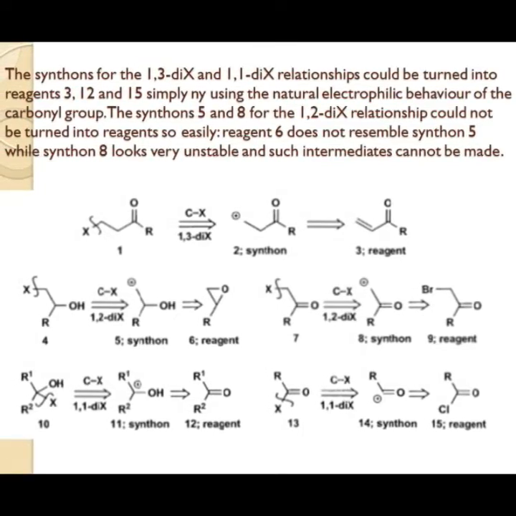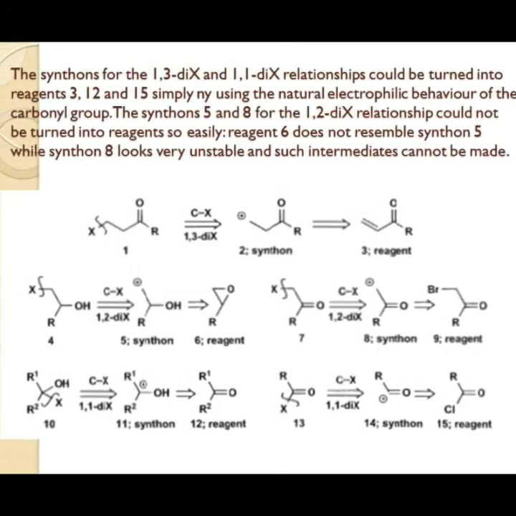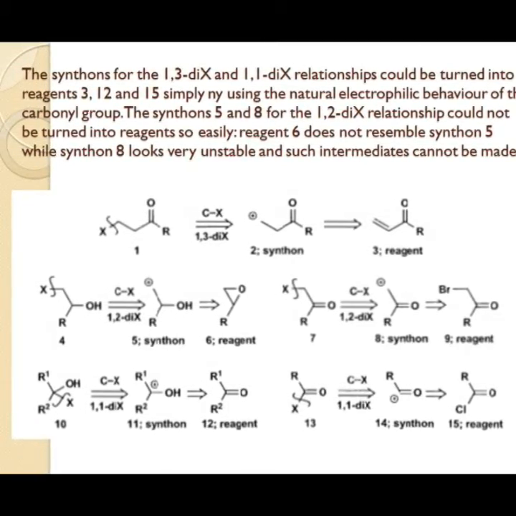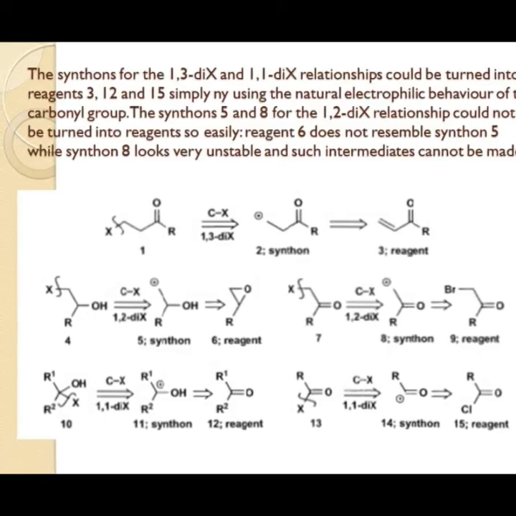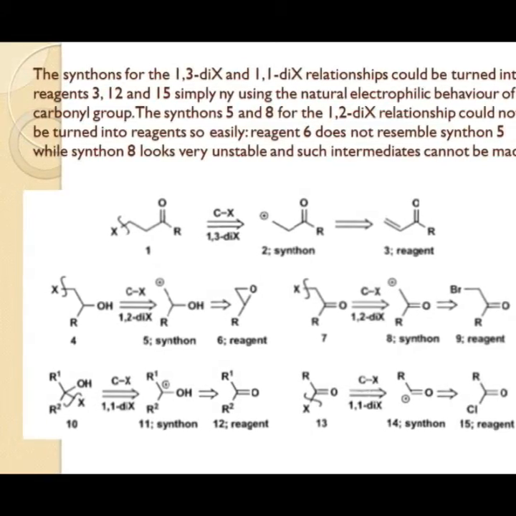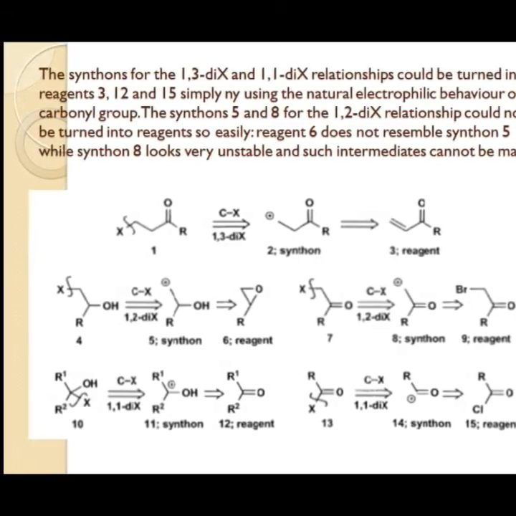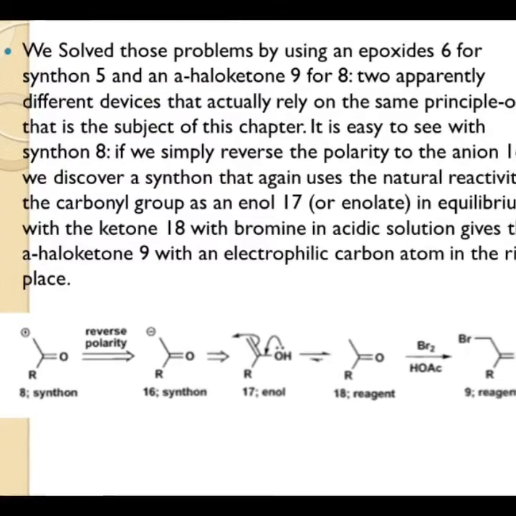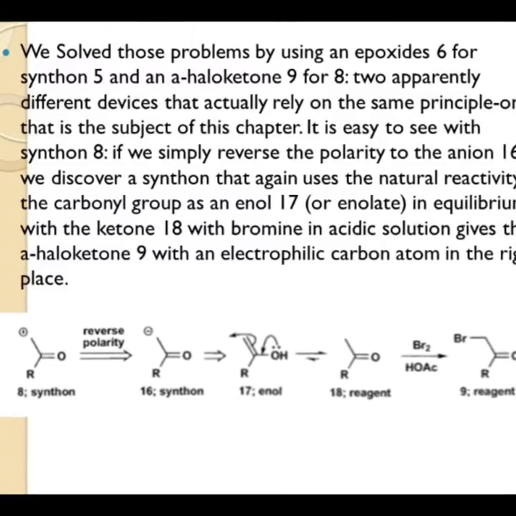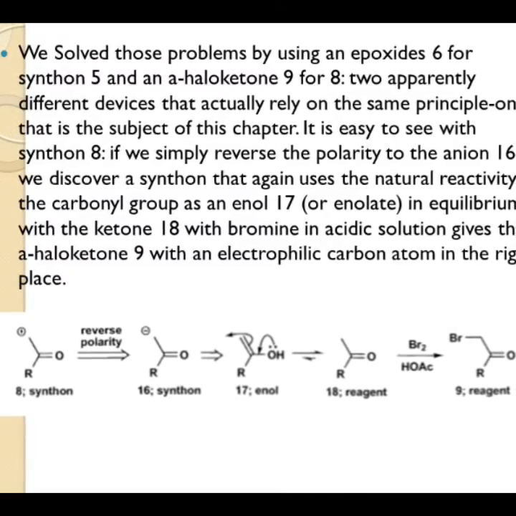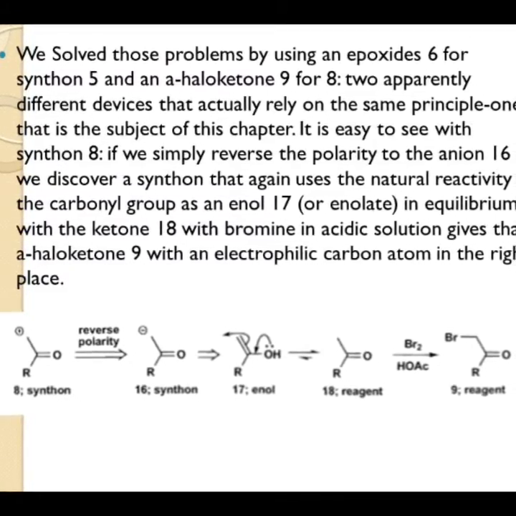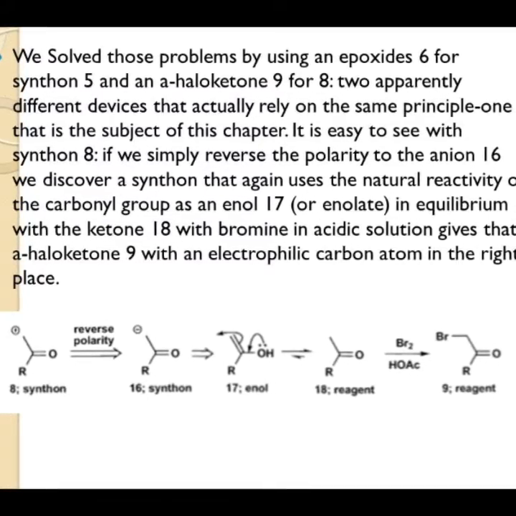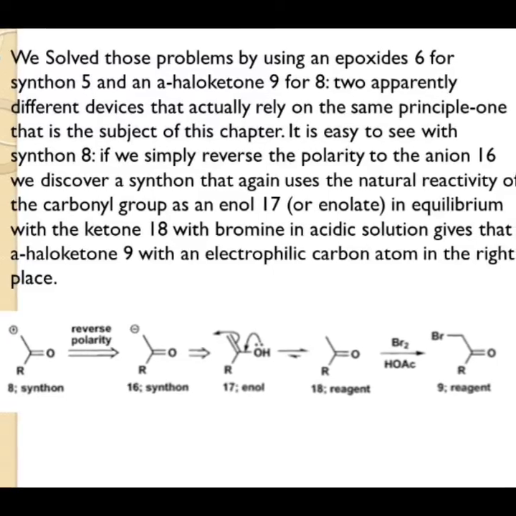The synthons 5 and 8 for the 1,2-diX relationship could not be turned into reagents so easily. Reagent 6 does not resemble synthon 5, while synthon 8 looks very unstable and such intermediates cannot be made. We solved those problems by using an epoxide 6 for synthon 5 and a haloketone 9 for 8, two apparently different devices that actually rely on the same principle, one that is the subject of this chapter.